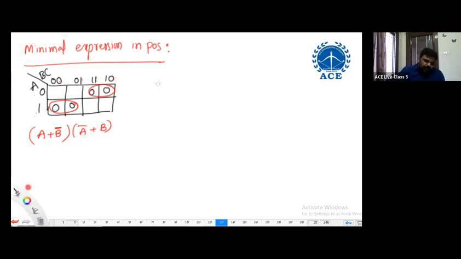For the same, if I write a minimal expression in SOP, to write the minimal expression in SOP, we need to consider minterms.